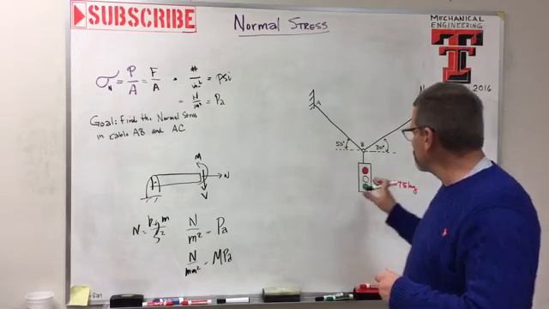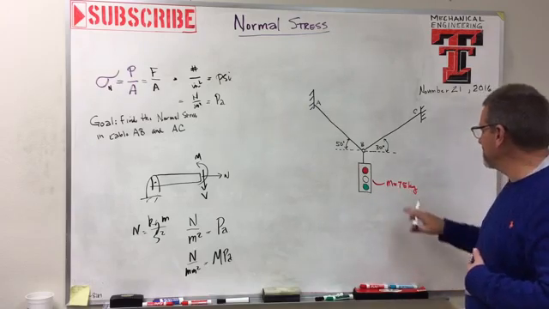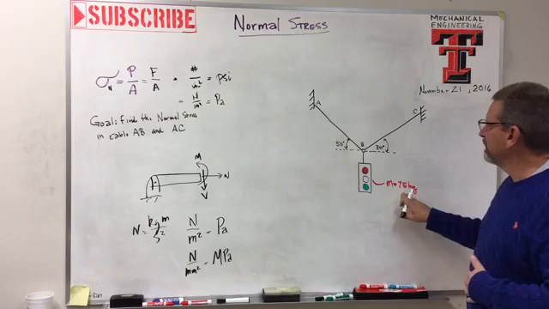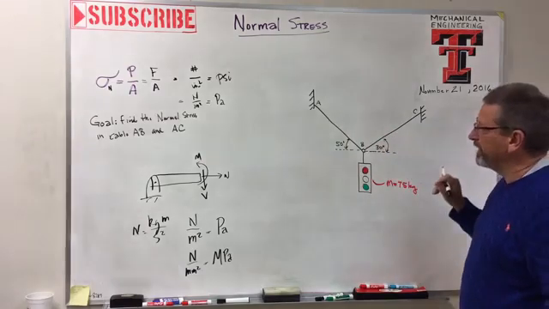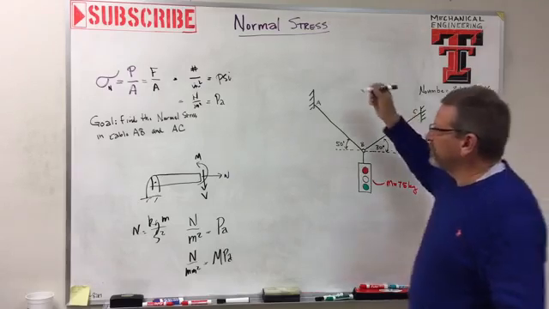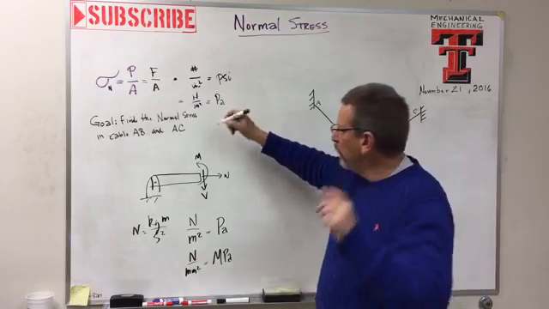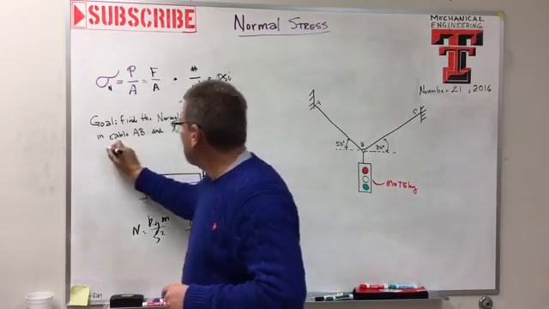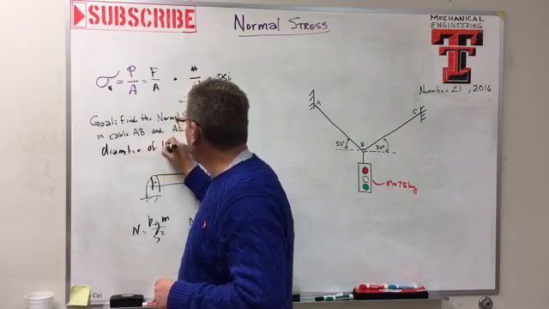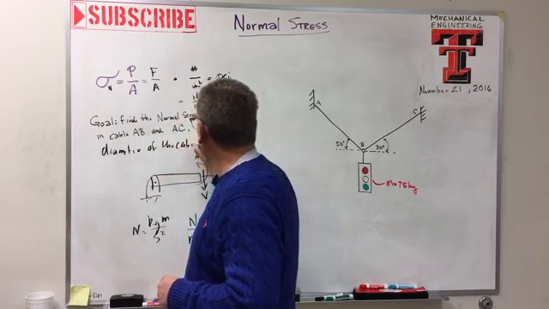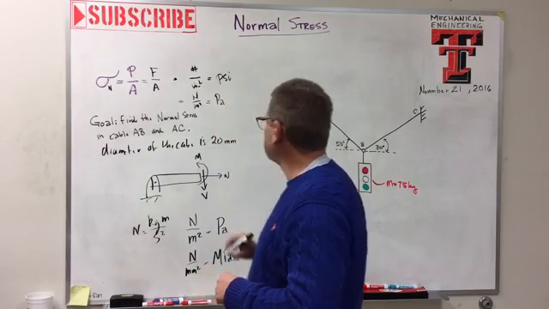So let's work a little simple problem here, okay? I've got a red light, and it's hanging, it's 75 kilograms. It's hanging from 2 cables between a building. So let's say that the goal here, well, here it is right here. Find the normal stress in cable AB and AC. Let's put one more thing in there. Let's say the diameter of the cable is, let's say it's 20 millimeters.